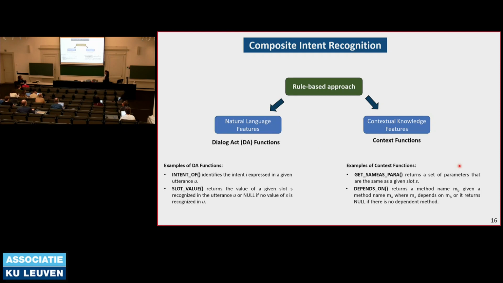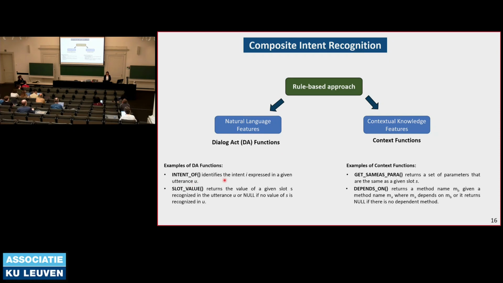So in addition to the context knowledge graph, as we said earlier, our main contribution is the rule-based approach that combines both natural language and context features to recognize the composite intents. The natural language features are extracted using existing ML and NLP techniques. We use the Dialogflow NLU model, and we defined a set of functions that allow us to extract these features.